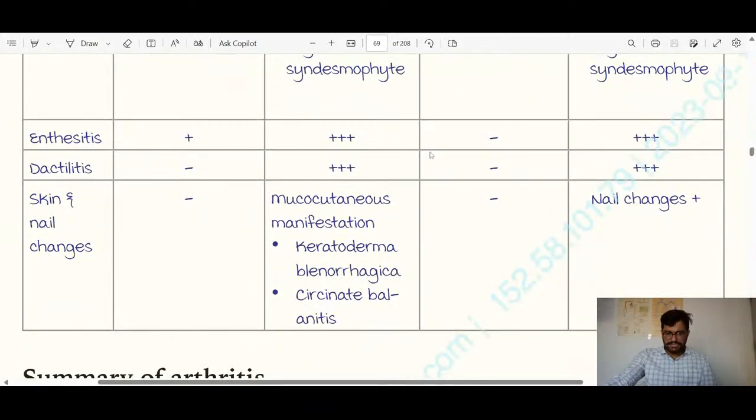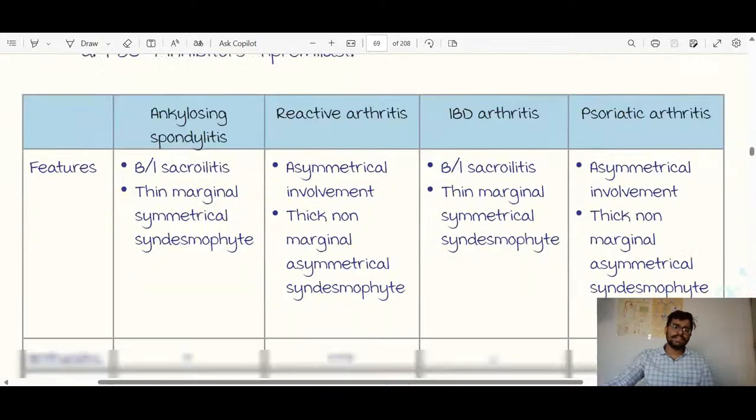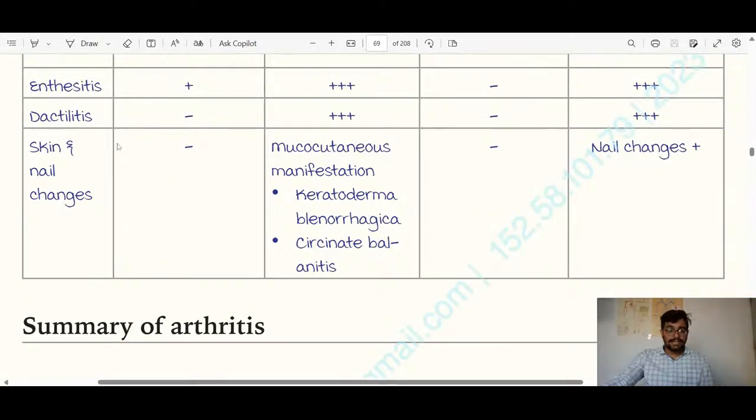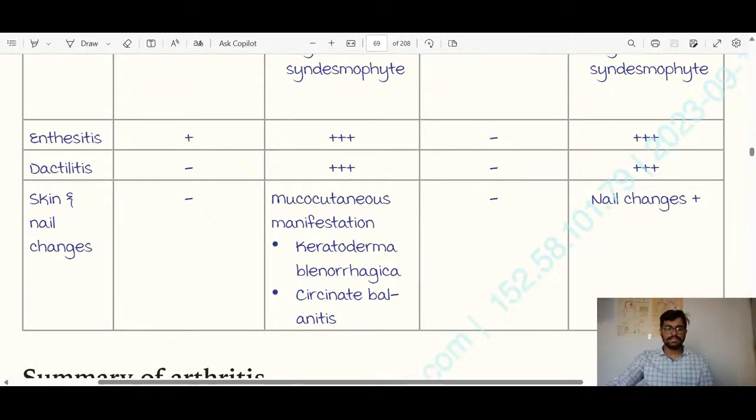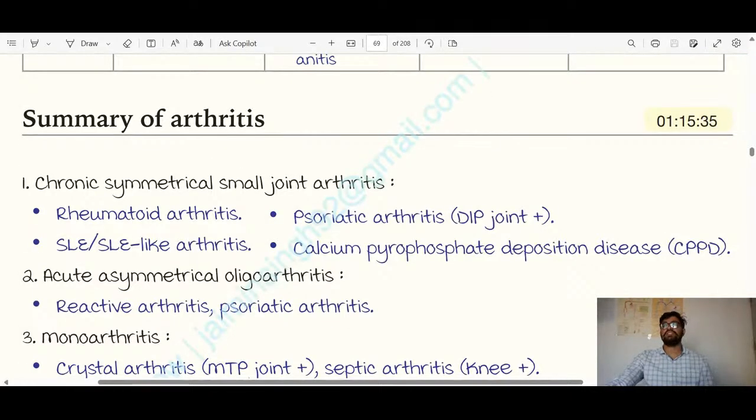Enthesitis: positive, positive, negative, positive. All are positive, only one is negative, that is IBD arthritis. Dactylitis: negative, positive, negative, positive. Skin and nail changes: negative, negative. Yes, nail changes take place. Now the most skin affected is in reactive arthritis. Here mucocutaneous manifestations, keratoderma blennorrhagicum, and circinate balanitis will be seen.